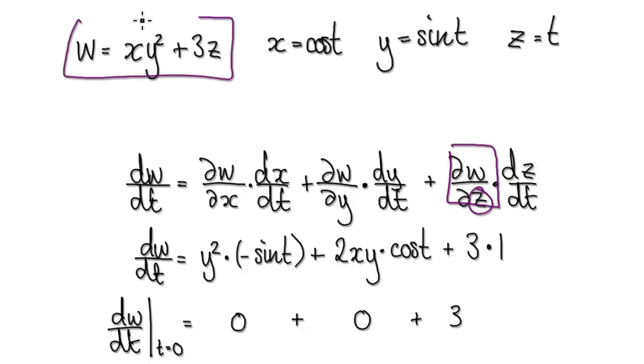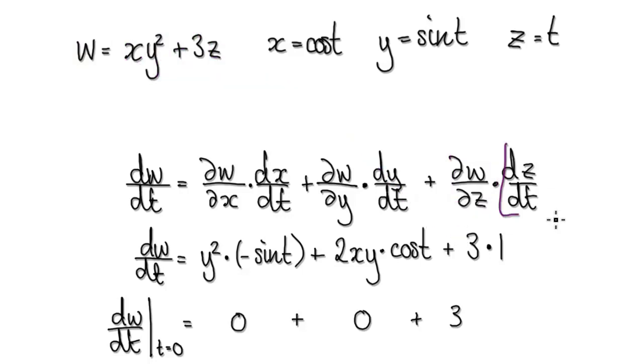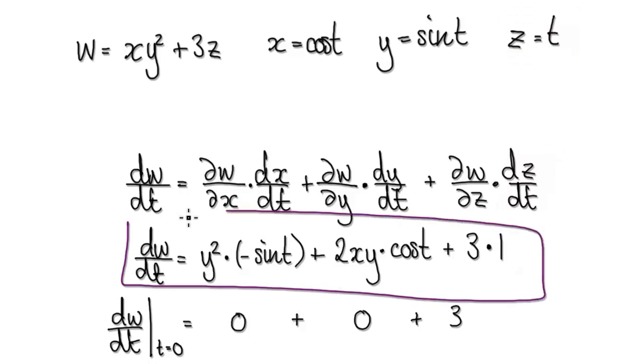And now differentiate it with respect to z. So z, well, this is a constant, this is a constant, making the whole thing a constant. If you're differentiating it with respect to z, it just becomes 3. And then multiply that with dz by dt, which is 1. So it becomes 1.